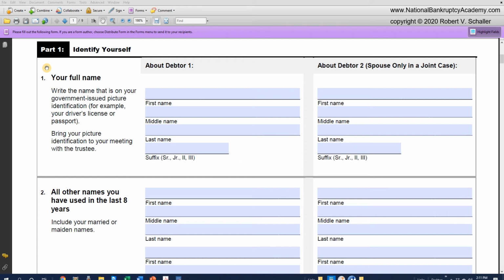So for example, in this case, we have George and Martha Washington. So the first name would be George. He has no middle name, and the last name is Washington. Over here on Debtor 2, they want the second spouse. That would be Martha Washington. She has no middle name either. And neither one of them has a suffix, like a junior, a senior, a second, or a third. If they did, then that would be appropriately labeled in the box below the last name.